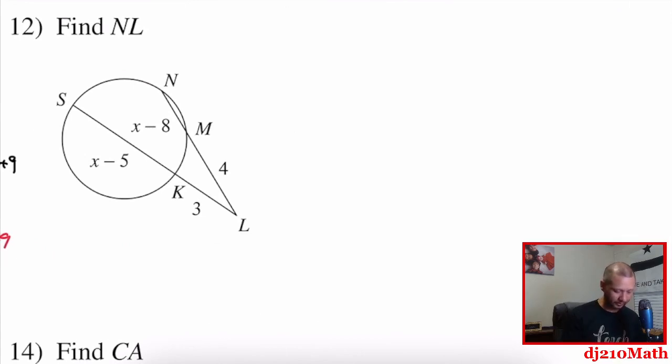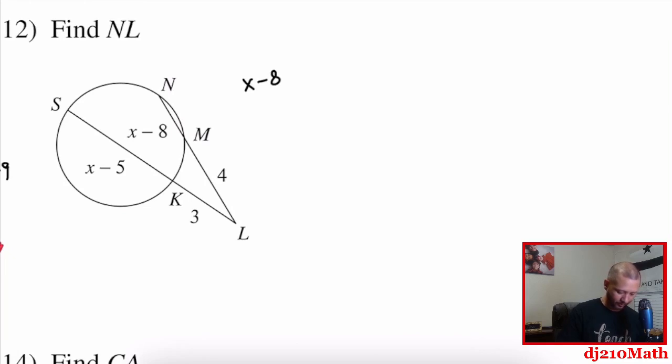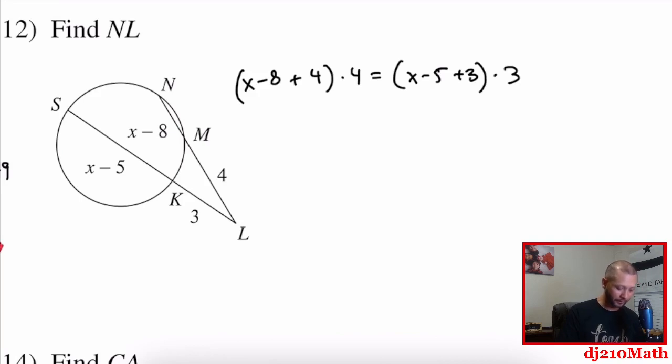Okay. It's sticking to the script, right? Always stick to the script. The whole segment, one secant, is going to be (x - 8 + 4), right? It's the whole thing: the inside segment plus the outside segment, times the outside segment. And this is equal to, again, (x - 5 + 3) times 3. Simplifying, we get (x - 4) times 4 is equal to (x - 2) times 3.